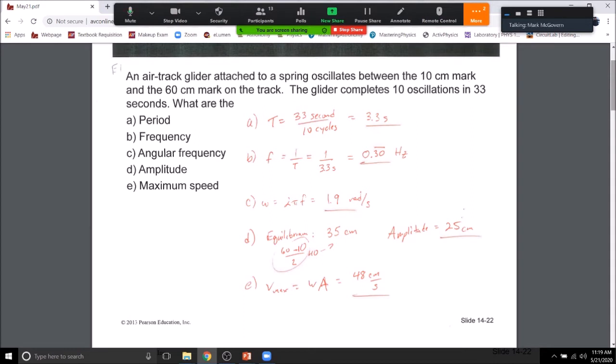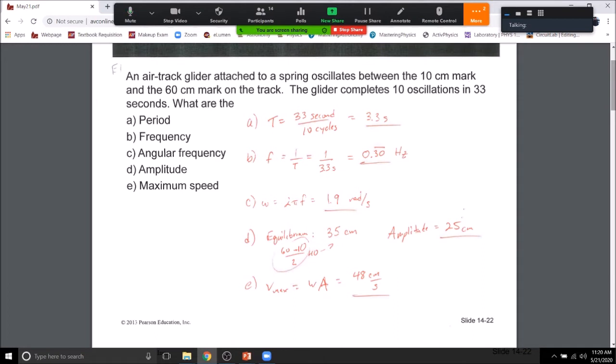10 oscillations in 33 seconds would be 10 cycles per 33 seconds. So if I divide 10 by 33, that would give me units of hertz, and that would be what the frequency is. The other way to do that is with the period. 33 seconds over 10 cycles gives you 3.3 seconds per cycle, so that is the period, 3.3. We invert that to get the frequency. Inverting that gives us this repeating decimal, 0.30, on and on, which represents the number of cycles per second.